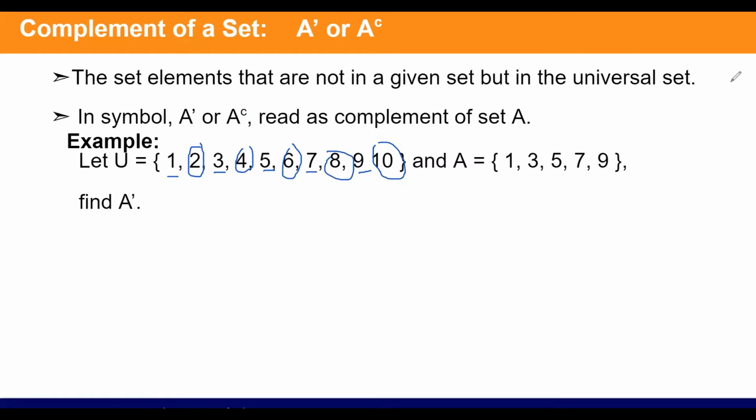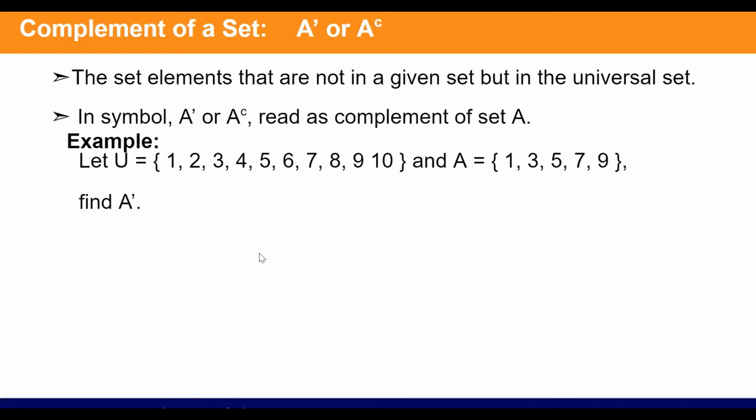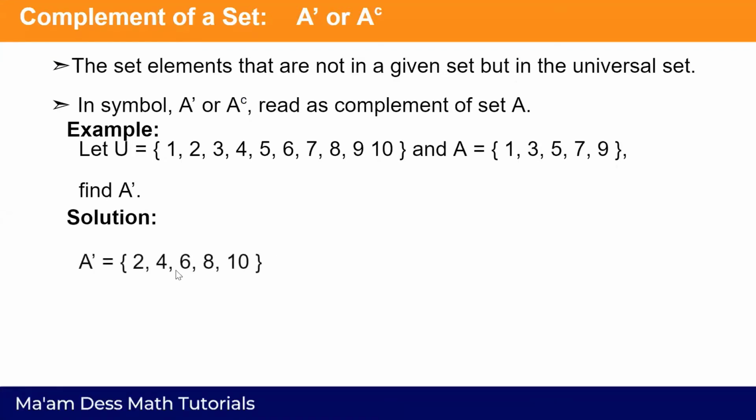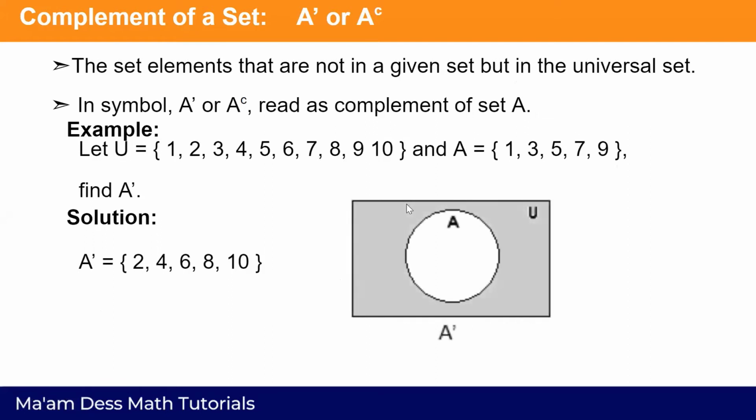Check po natin. So our solution, we have 2, 4, 6, 8, 10. So the complement of A, we have 2, 4, 6, 8, 10. And our Venn diagram, so since it is a complement, okay, no shade the circle. Okay, and the shaded part is the rectangle.